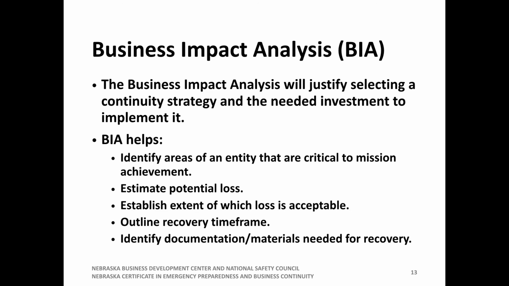The business impact analysis, or BIA, helps leadership justify the risk management strategy that is selected, as well as justifying the resource investment to implement the strategy. A BIA identifies the most important areas of the business, the things that have to be done to get back up and running as soon as possible after a business disruption. We referred to these earlier as primary mission essential functions. The BIA also estimates the potential loss due to downtime or other disruptions, while also identifying acceptable losses.